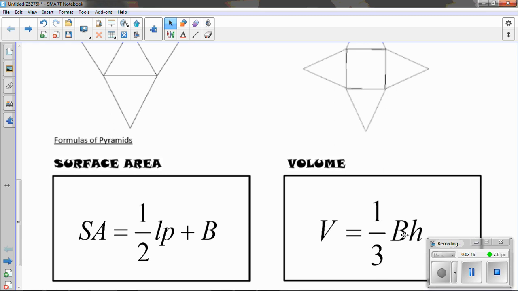Now volume is a little bit shorter. It's 1/3 times the area of the base times the height. Now the height goes from the top of the pyramid down to the base, but through the middle of the pyramid. So not along the outside. Slant height is along the outside. The height goes through the middle.